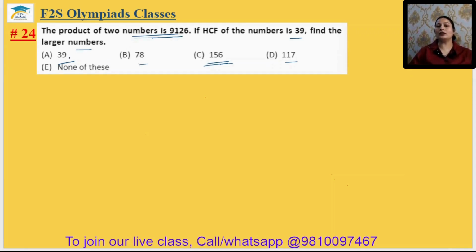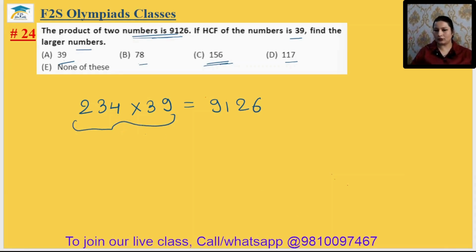So if we divide 9126 by 39, we will get 234. So 234 multiplied by 39 equals 9126. So it can be one set of numbers. But whether it is actually one set or not, you can check by dividing with 39 again. If it is dividing 39, yes, it can be one set of numbers. So the larger number can be 234, but it is not available here.